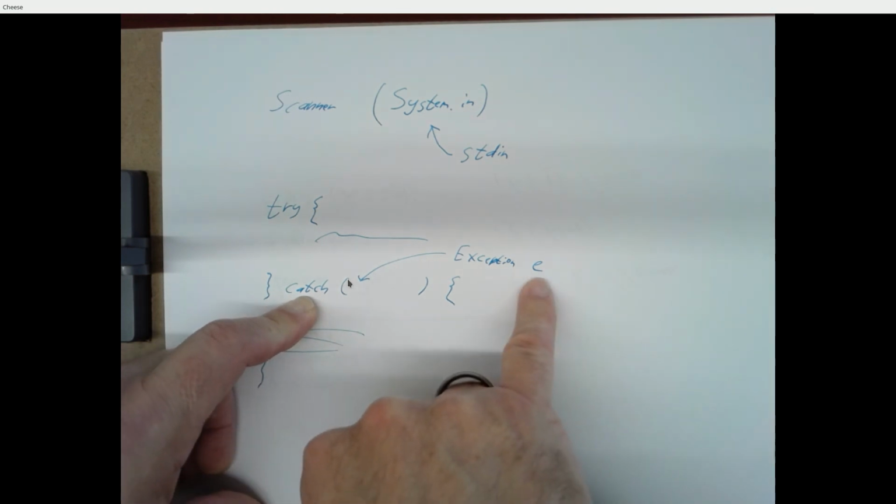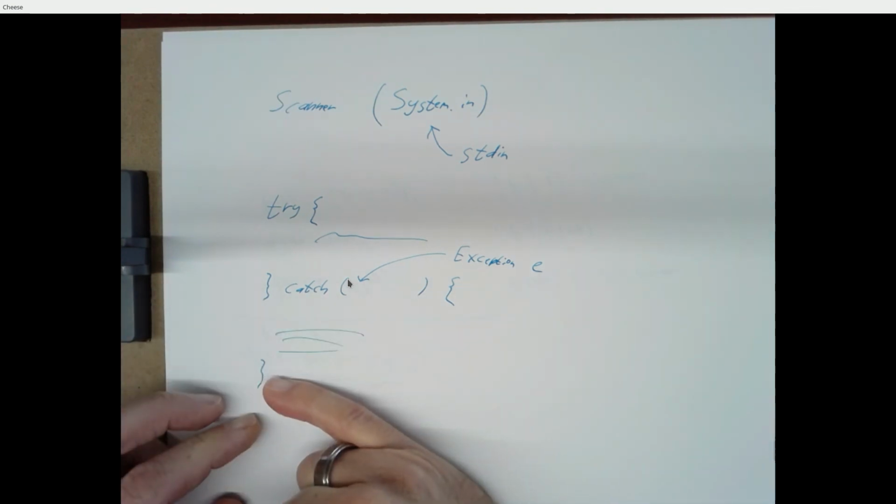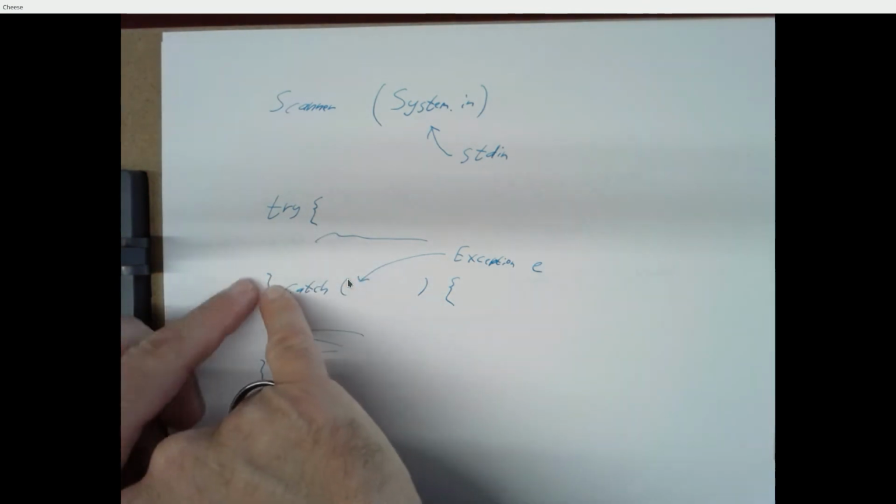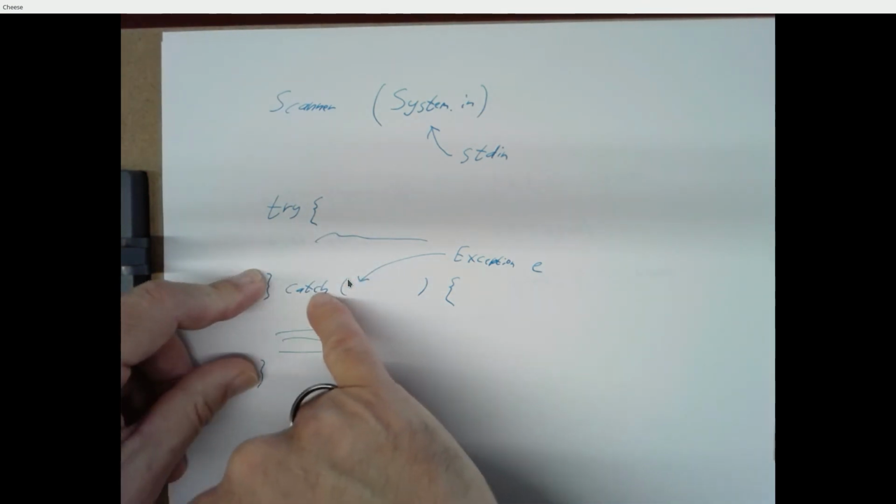It will set this argument E, in this case, to whatever the exception was, and then it'll execute this code. And then it continues beyond that closing bracket. If it goes through the whole try block and gets down here and there was no exception, then it skips over the catch block.